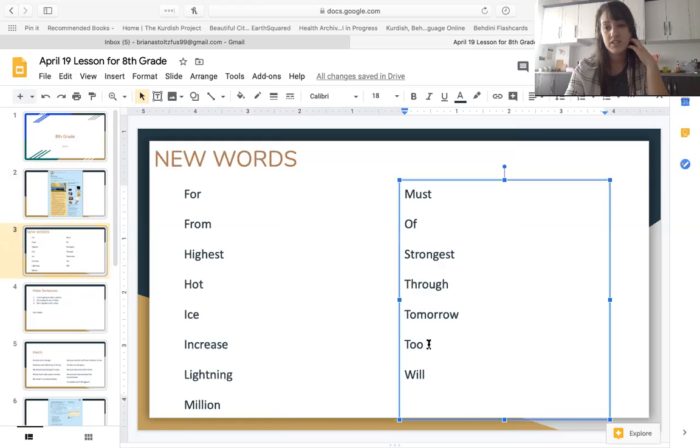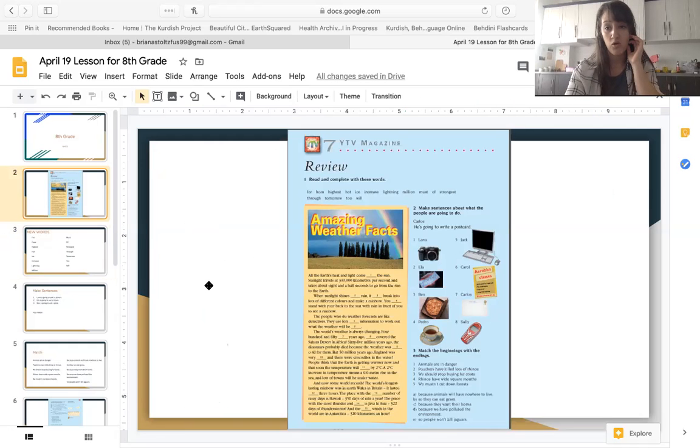So too can also mean much, too much, or too many. In this case, we are using it with cold. It's very cold, there's too much cold. So we say too cold. Number 9 is too cold.